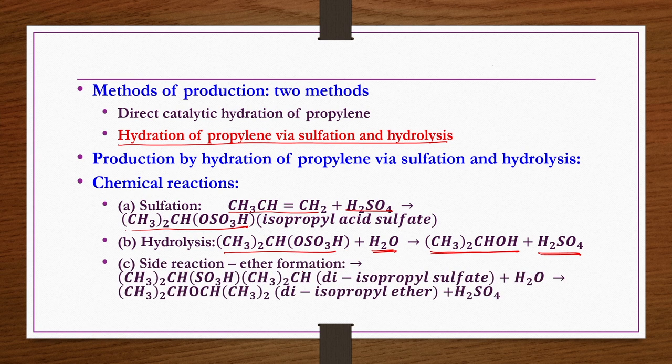Side reaction, ether formation may take place here where diisopropyl sulfate, whatever is there, would be reacting with water to give diisopropyl ethers plus H2SO4. So, ether is sometimes taken as a product if it is required, otherwise the process would be carried out in such a way that ether production would be as little as possible. Okay?